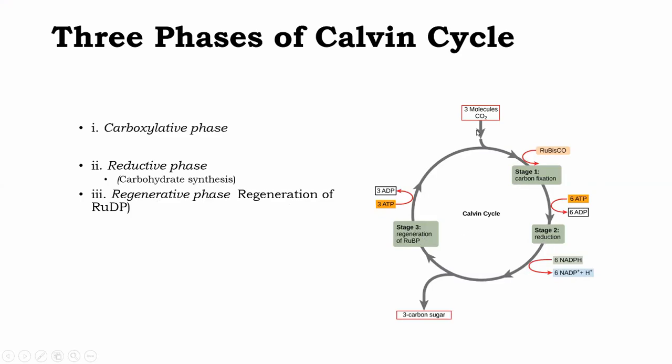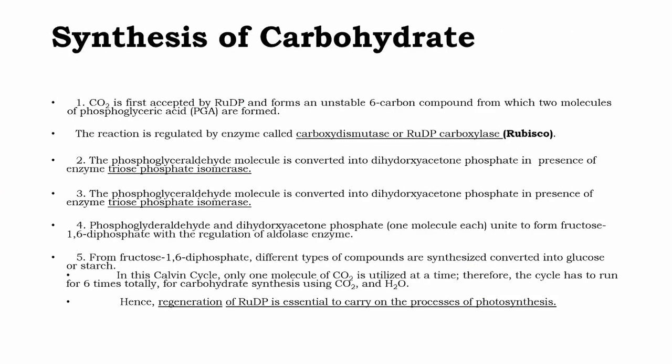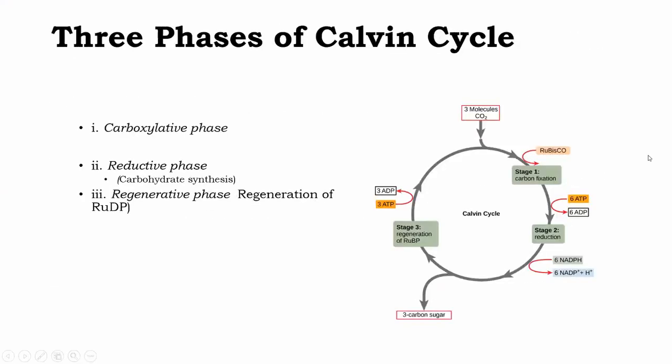These all are under 2 steps. One is carbohydrate synthesis and regeneration of glucose. Now we will see. So now the 3C molecules are coming. And in stage 1, it takes 6 ATP molecules for the synthesis. This is what I told you, these 6 ATP molecules are produced by the light reaction.